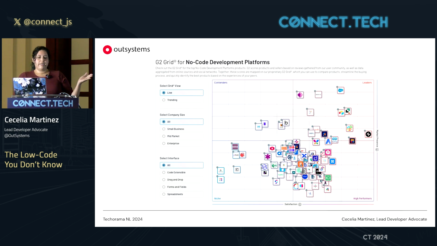This is the G2 grid for no-code development platforms. And again, in the slides, there's a link to this report that shows the ecosystem. As you can see, there are quite a few. A lot of them are still in the early stages of development and more specifically for niche use cases. There aren't as many general purpose no-code platforms because, again, they're designed for very common specific things with little customization.